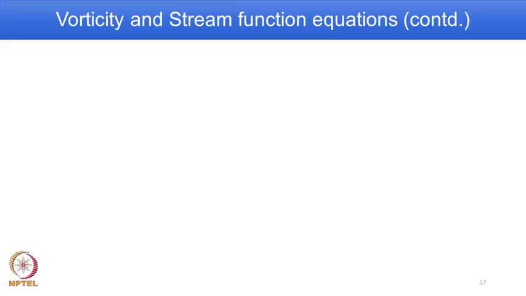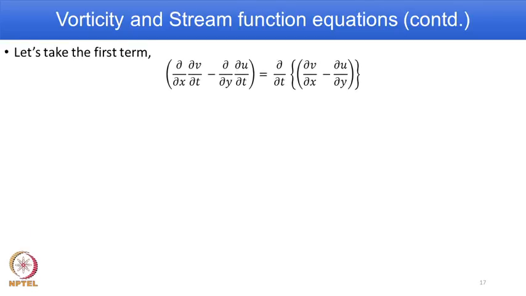Now, we will do that exercise term by term. Let us take the first term. The first term is a time derivative term, and you see here ∂v/∂t, which is coming from the y momentum equation, and that is differentiated with respect to x. ∂u/∂t is coming from the x momentum equation, that is differentiated with respect to y. So, subtract and you are able to get this.